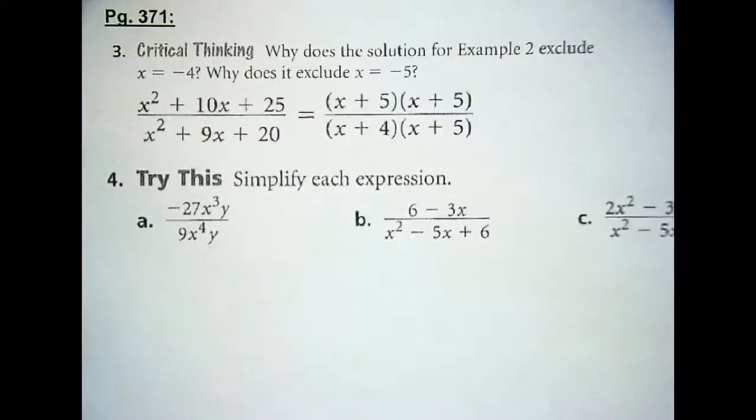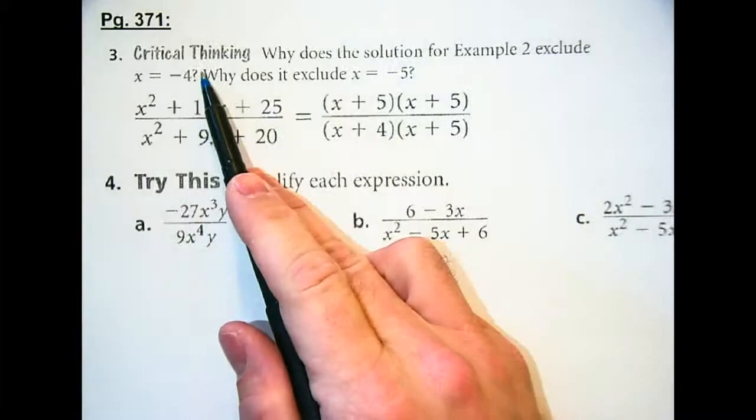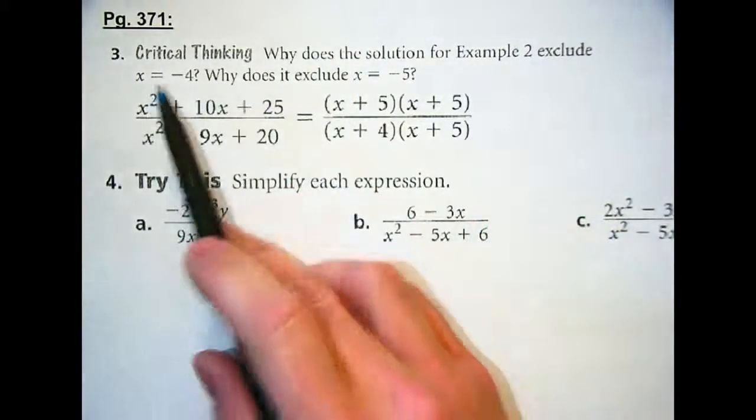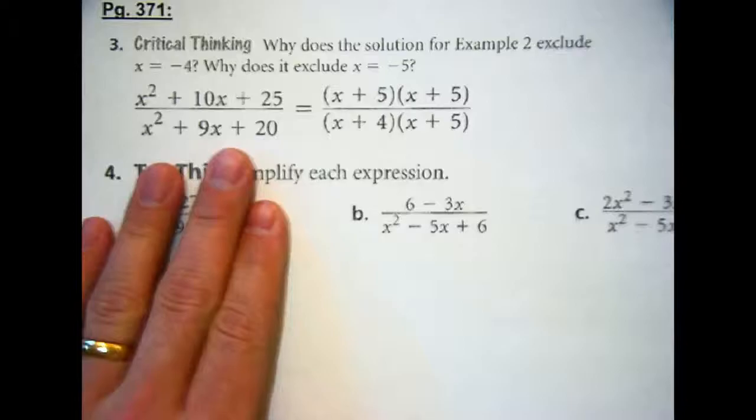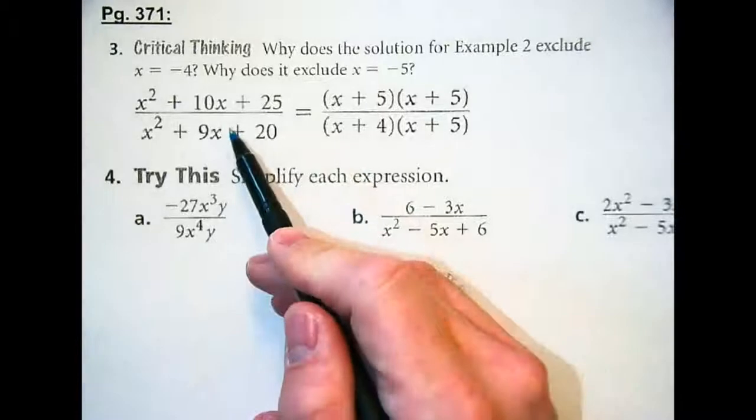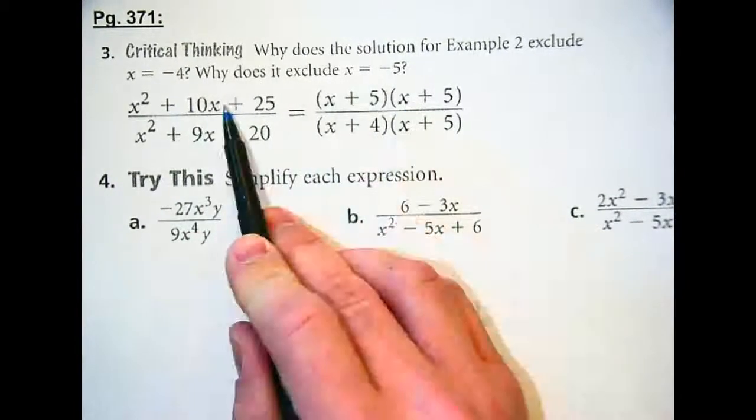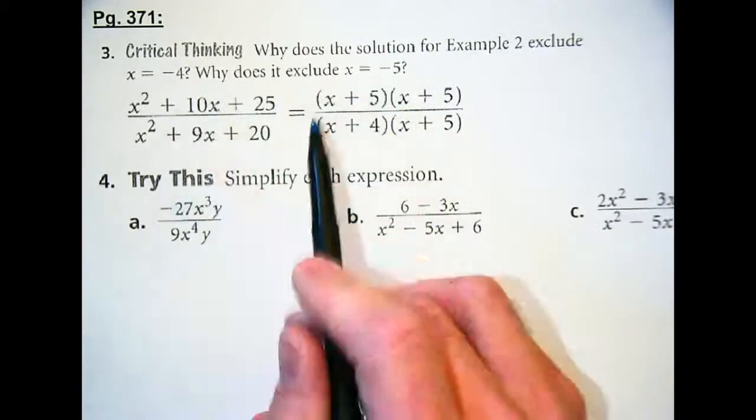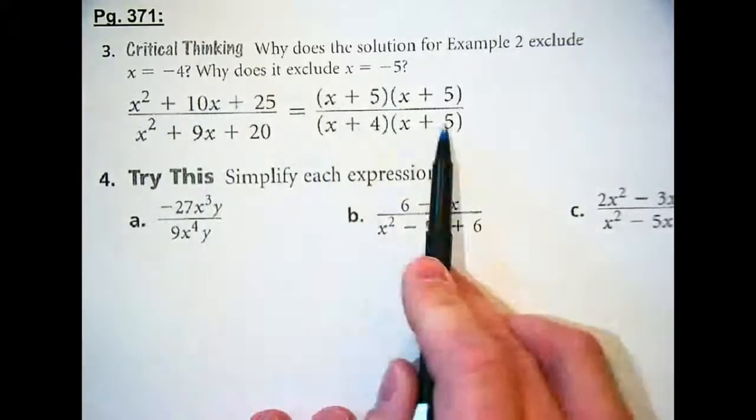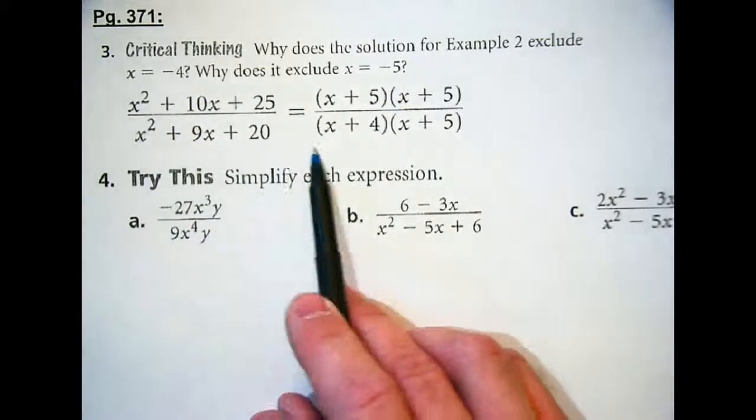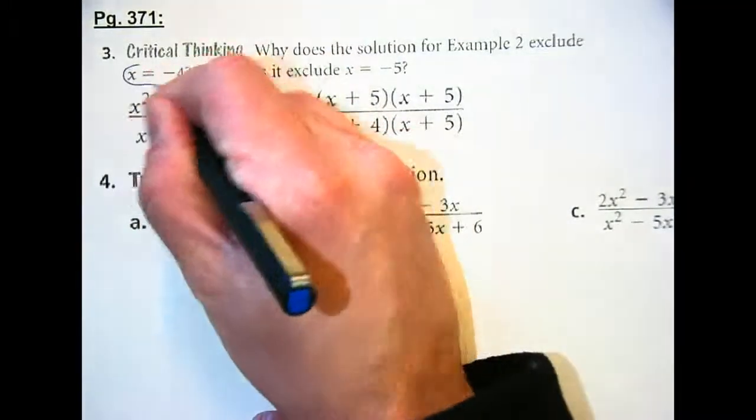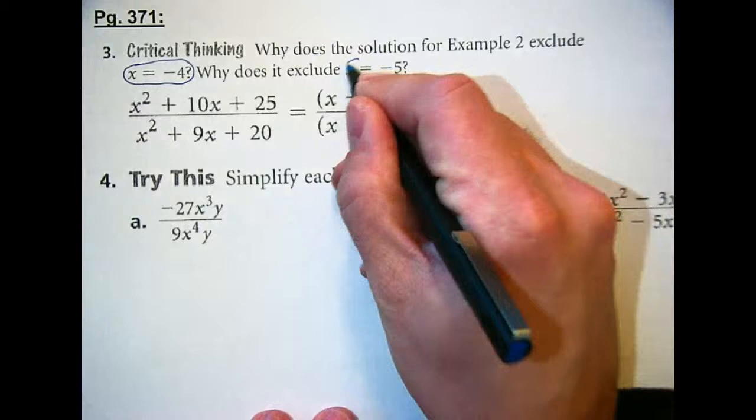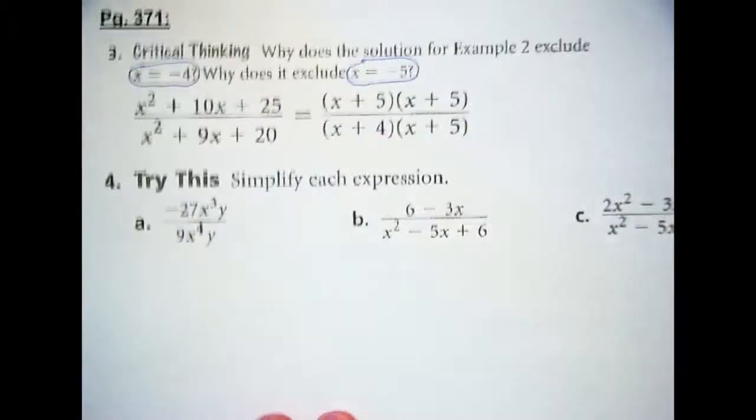All right, first of all, number 3 says, why does the solution for example 2 exclude x equals -4? So we've made a big jump all of a sudden from this to this. This is a fraction. It has been factored on top. X plus 5 times x plus 5 makes x squared plus 10x plus 25. And x plus 4 times x plus 5 makes x squared plus 9x plus 20. Hopefully you could factor that quickly and get it to this form. The question is, why can I never have x equal -4 or -5?